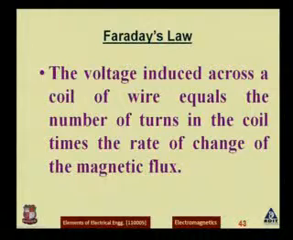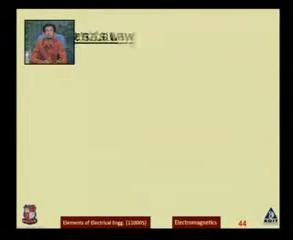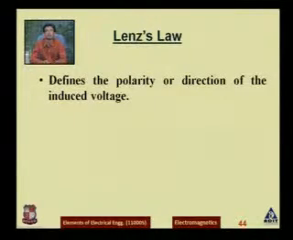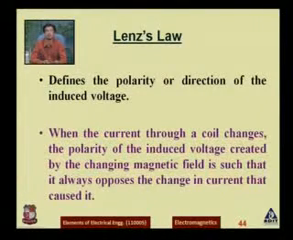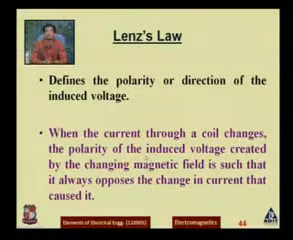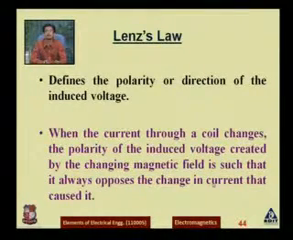So Faraday's law states that the voltage induced across a coil of wire equals the number of turns in the coil times the rate of change of magnetic flux. Okay, now we will see Lenz's law. It defines the polarity, or the direction, of the induced voltage. When the current through a coil changes, the polarity of the induced voltage created by the changing magnetic field is such that it will always oppose the change in the current that caused it.